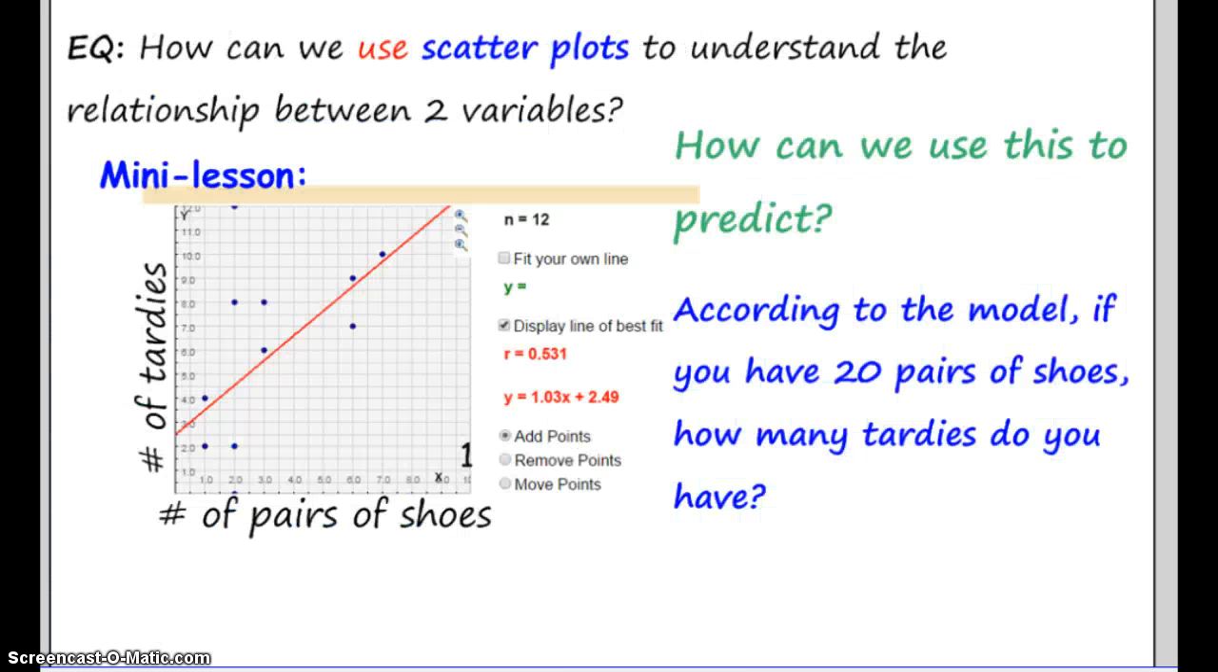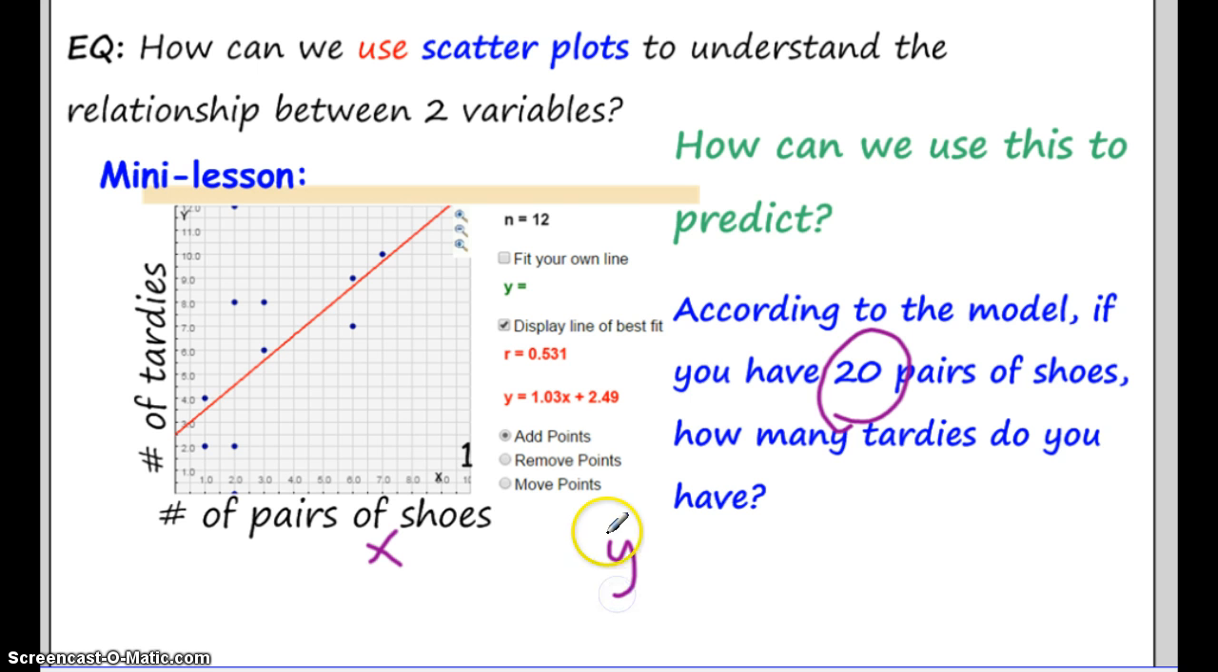All right, so why do we even use a line of best fit? It's so that we can predict values in the future or on the scatter plot that we haven't collected. So according to the model, if you have 20 pairs of shoes, how many tardies do you have? So the first thing that you need to decide is if 20 is your x or y. Well, I can look on my scatter plot and see that pairs of shoes is going to be our x, so we're going to fill in 20 for the x.